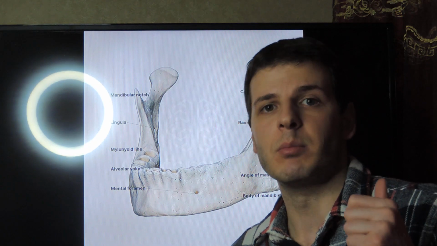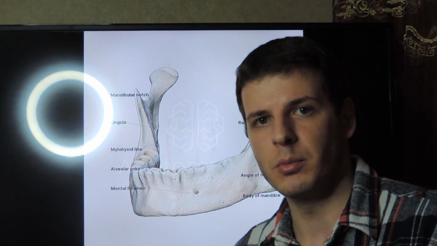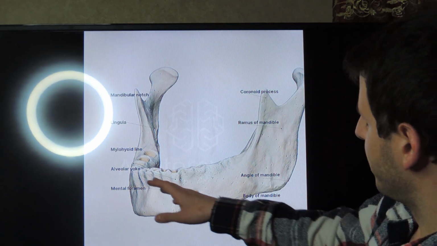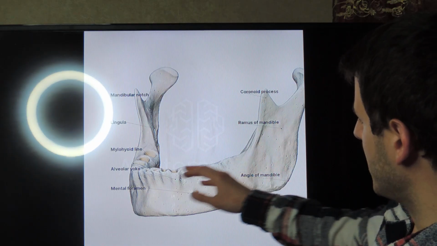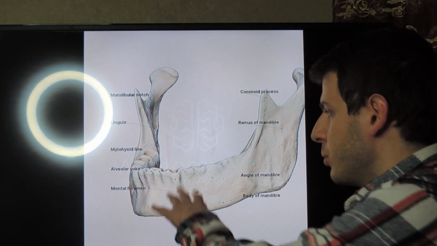The mandible is the largest, lowest and strongest bone in the visceral cranium. It consists of a horizontally oriented body and two vertically oriented rami. The body of the mandible has two borders.